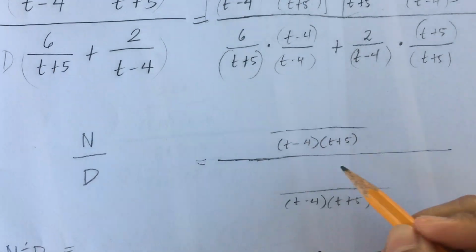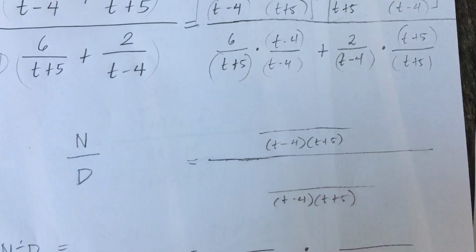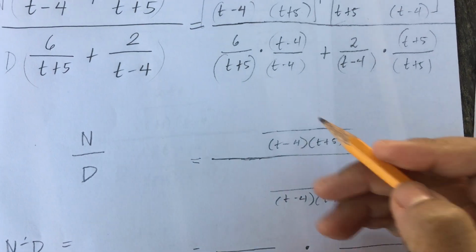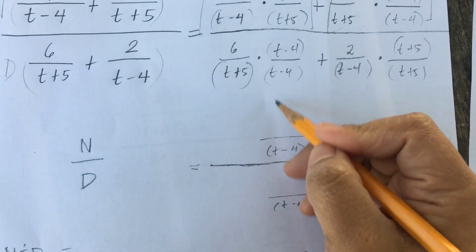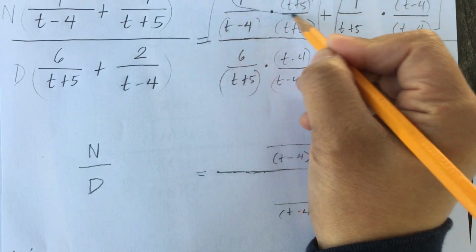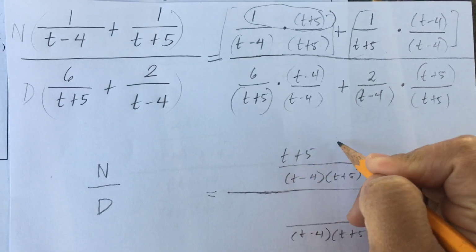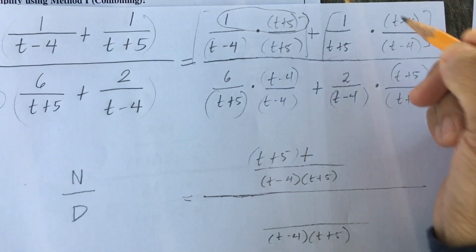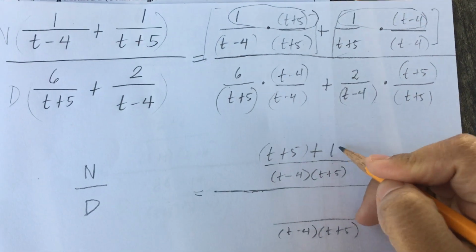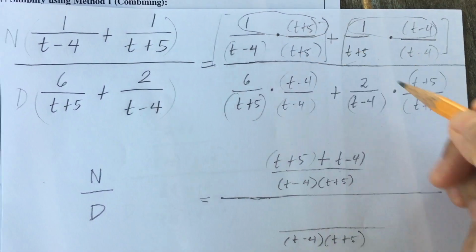Simplifying that further, notice I already copied down each of the denominators since I can already combine the numerators. So the first one will be this. That would be t plus 5 plus t minus 4. So that's in the numerator.